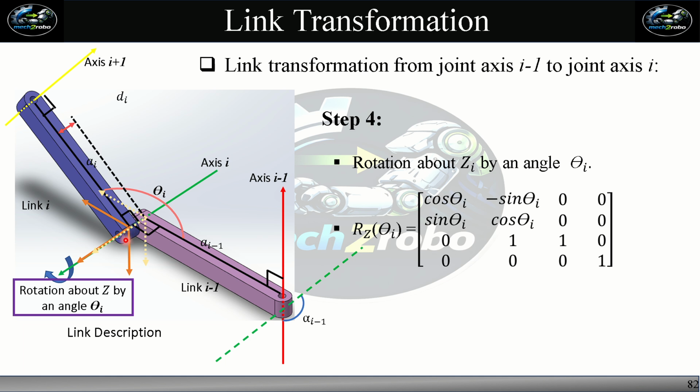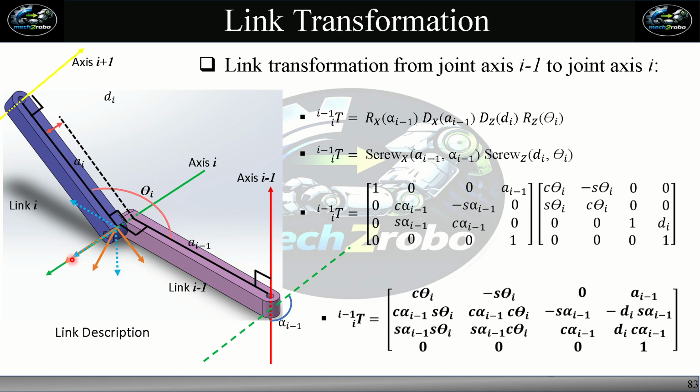Now rotate this frame about the z axis by an angle theta, that is the joint angle, and this is the mathematical representation using a homogeneous transformation. This frame is rotated about this axis by an angle theta i. We can see that this frame is rotated by angle theta, and this dotted frame is the previous position and this is the final position. And thus we get the transformation of this frame from joint axis i minus 1 to i.